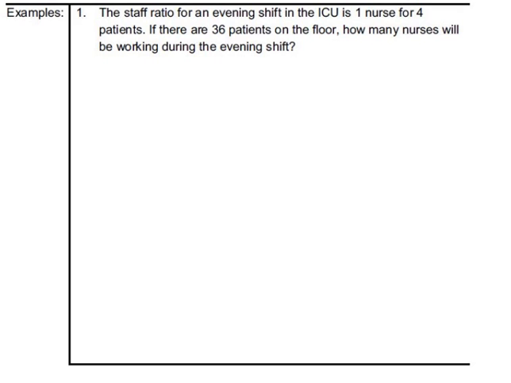I think it's the simplest one to set up, and there are some things that you can do with the units in it that will protect you from making certain kinds of mistakes in a way that the other two methods kind of don't. So let's see how this works here. They're saying the staff ratio for an evening shift in the intensive care unit, ICU, is one nurse for every 4 patients. If there's 36 patients on the floor, how many nurses do we need?